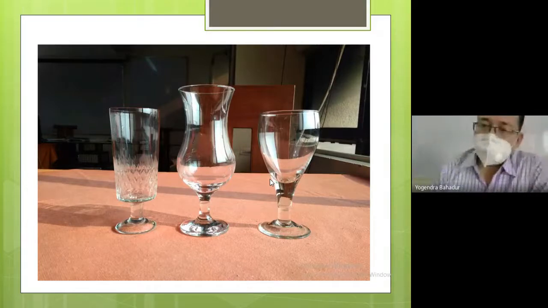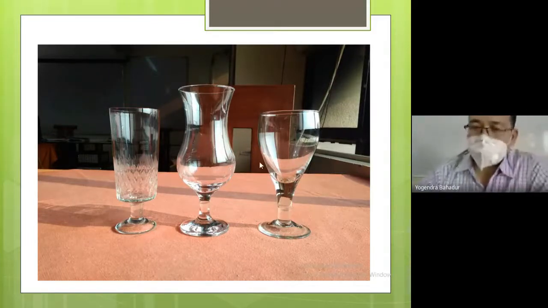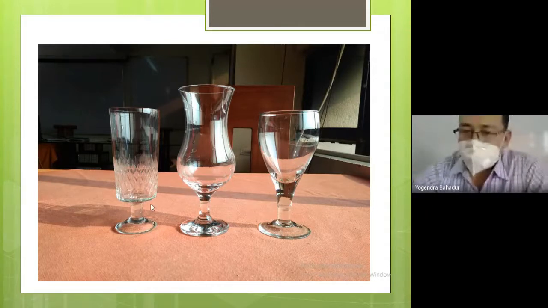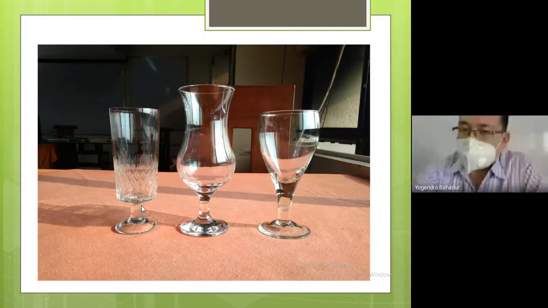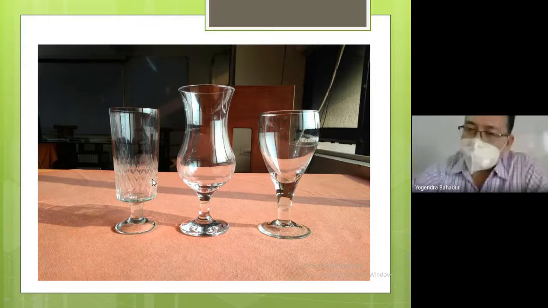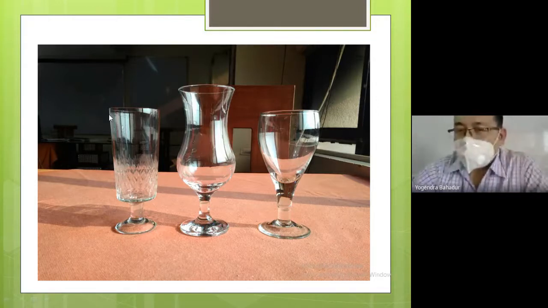So here you are finding 3 glasses. The glass on the left is known as the parfait glass, P-A-R-F-A-I-T, parfait glass. This particular glass is basically used to serve any kind of coffee or coffee-based liquor or any drink which is based on coffee. Its quantity is 6 fluid ounce.